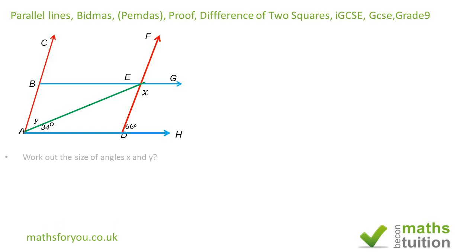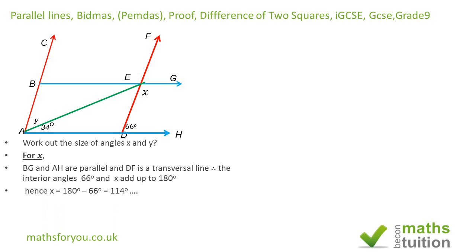Now, x first. For x, we are looking at the blue set of parallel lines, the BEG and the ADH. They have a transversal DEF, and they got an interior angle with a value of x and a value of 66 degrees. The interior angles in this situation add up to 180 degrees. Therefore, the value of x is 180 minus 66 degrees, and that will give us 144 degrees. Sorry, 114 degrees. Okay, right.